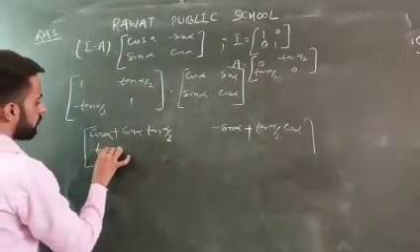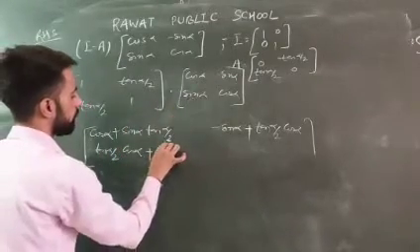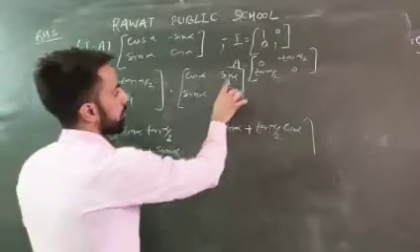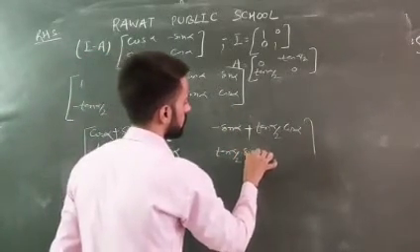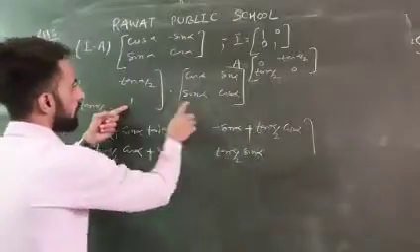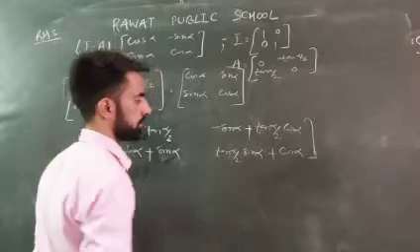Minus tan alpha by 2 cos alpha plus sin alpha. Now minus tan alpha by 2 minus tan alpha by 2, positive tan alpha by 2 sin alpha and plus cos alpha, like this. Done.